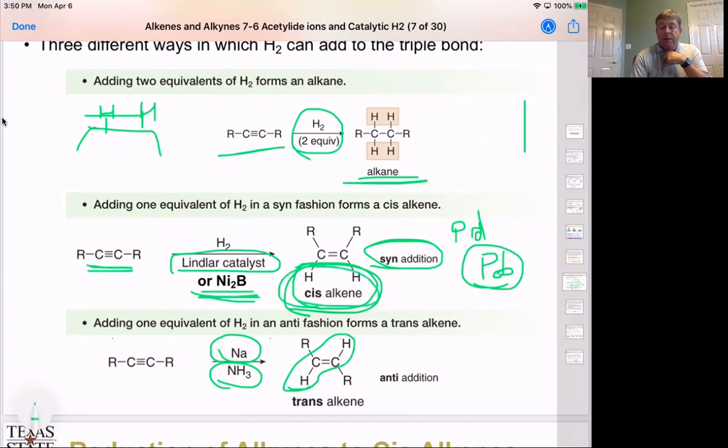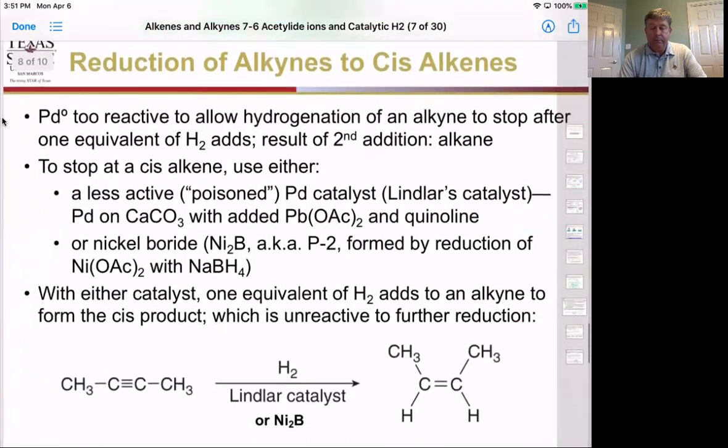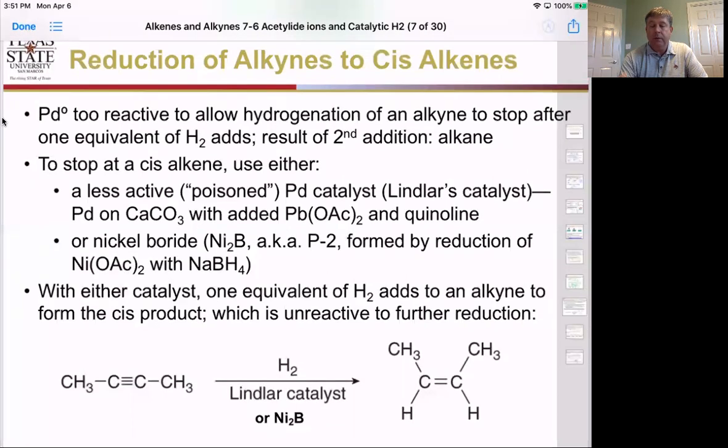And if we want to stop again at an alkene, but we started with an alkyne, and we want the trans configuration, we have to use what we call the dissolving metal reduction. Okay, so let's look at those mechanisms a little in more detail right here.